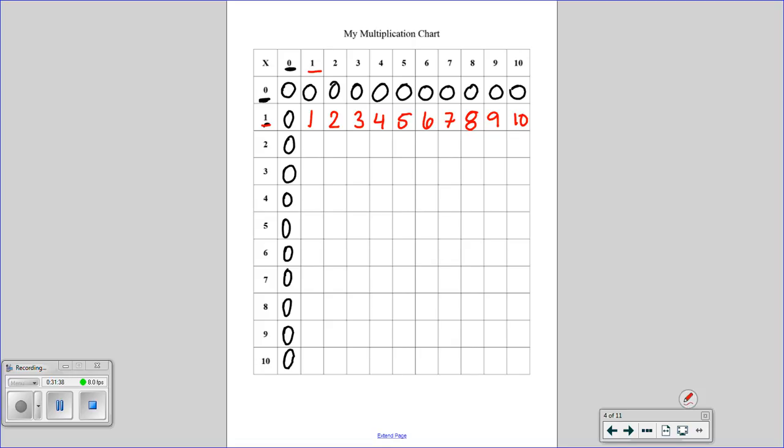Somewhere where you have space, underneath your multiplication chart or to the side, write it, and then you can fill out the ones going down. You can do across and you can do down because of the commutative property.